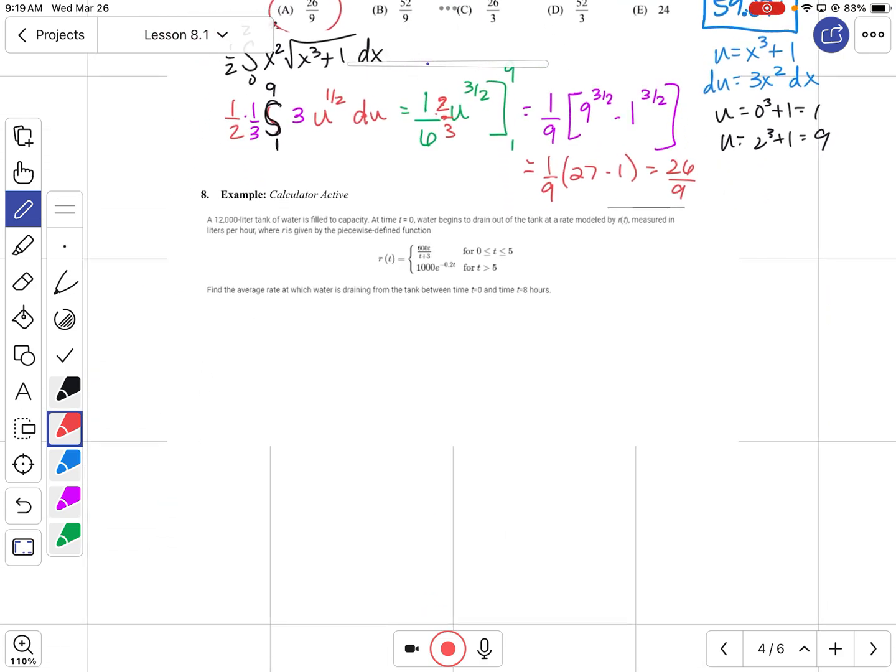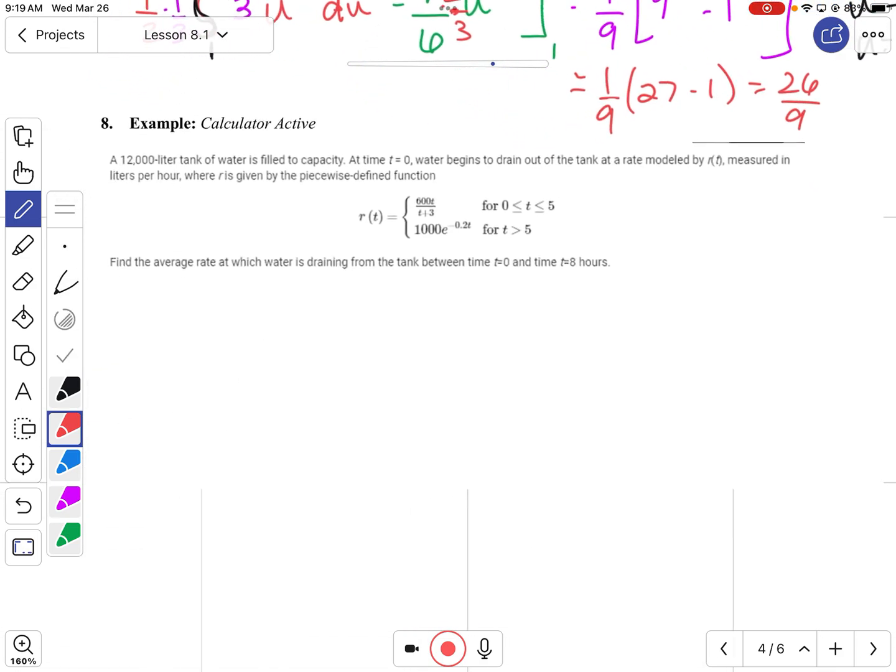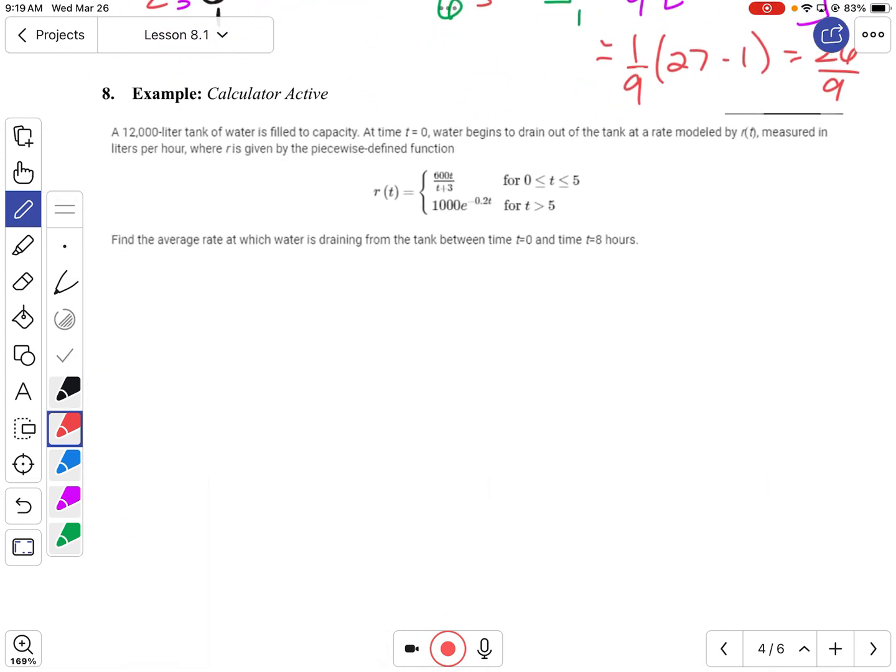Okay, so it's a piecewise function. Y'all know how much AP loves that kind of mess. It says a 12,000 liter tank of water is filled to capacity. At time equals 0, water begins to drain out of the tank at a rate modeled by R of t, measured in liters per hour, where R is given by the piecewise defined function. Find the average rate at which water is draining from the tank between times t equals 0 and t equals 8. So now let's think about this. Because it's piecewise and we know we're doing average value, how many integrals is it going to take?